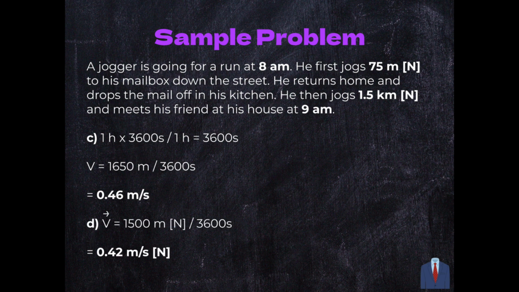Finally, question D asks us to find the jogger's average velocity. Simply, we know that he has a total displacement of 1500 meters north from question B, and that the whole jog took 3600 seconds. So the jogger's average velocity is 0.42 meters per second north, rounding to two significant digits.